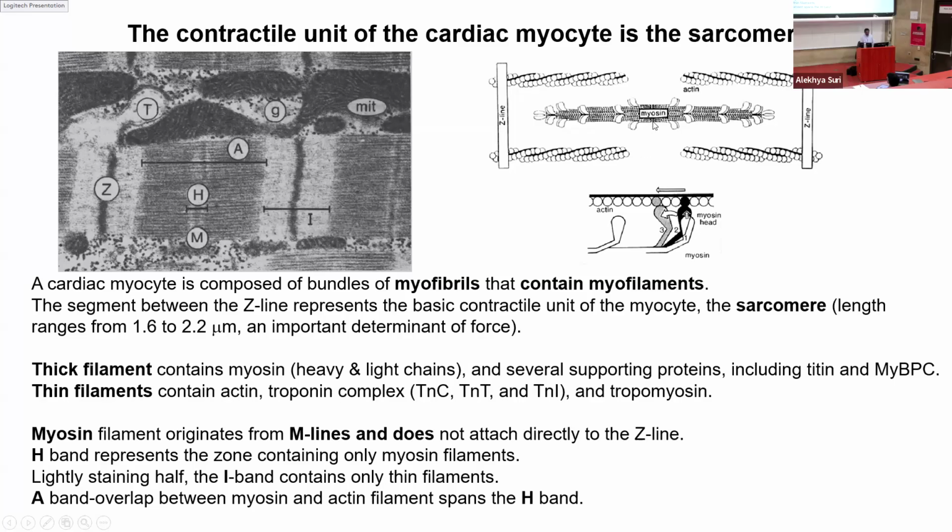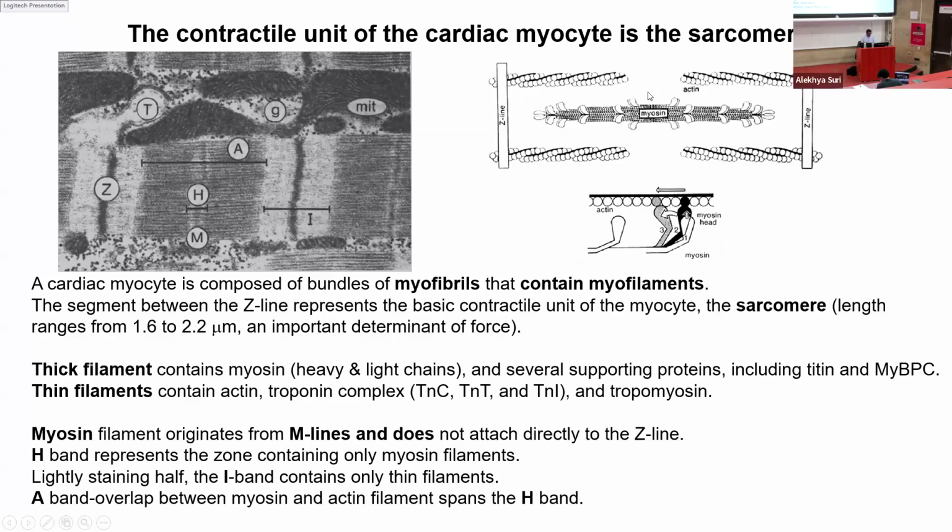So the myosin, which is a thick filament, originates from a line called the M line. So M line means the myosin originating line. So the myosin originates from the M line and goes in both directions toward the Z line. Okay, but you can also see the myosin is not attached to the Z line. On the other hand, the actin filament, which is a thin filament protein, is attached directly to the Z line.